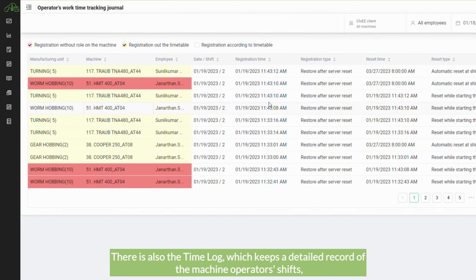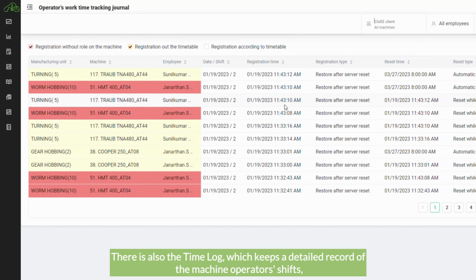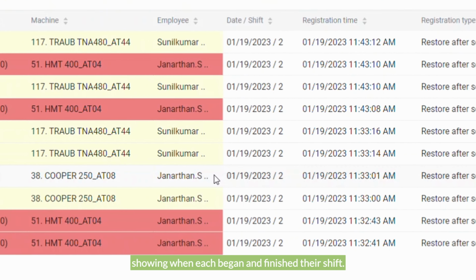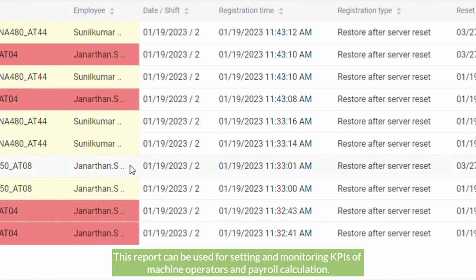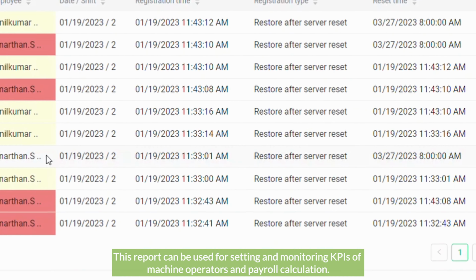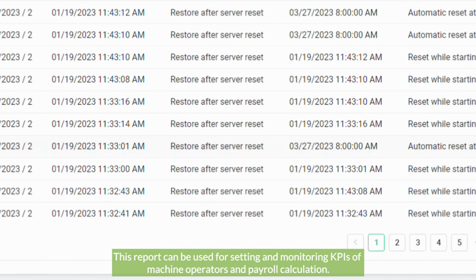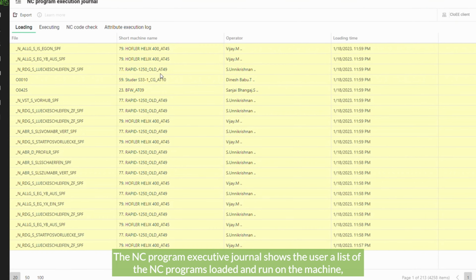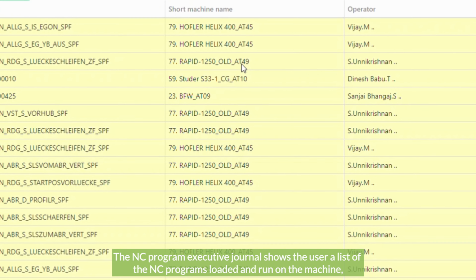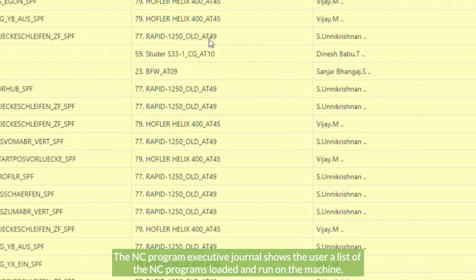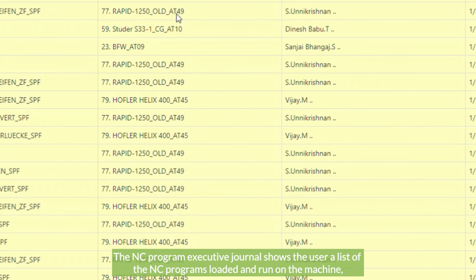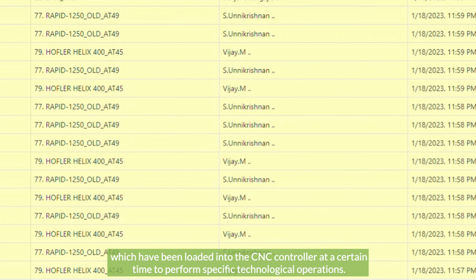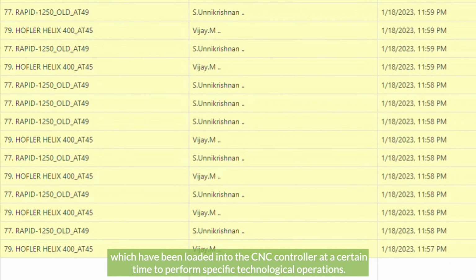There is also the time log, which keeps a detailed record of the machine operator's shifts, showing when each began and finished their shift. This report can be used for setting and monitoring KPIs of machine operators and payroll calculation. The NC Program Executive Journal shows the user a list of the NC programs loaded and run on the machine, which have been loaded into the CNC controller at a certain time to perform specific technological operations.